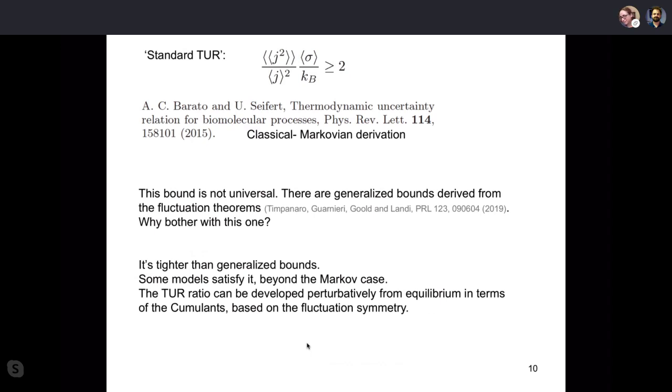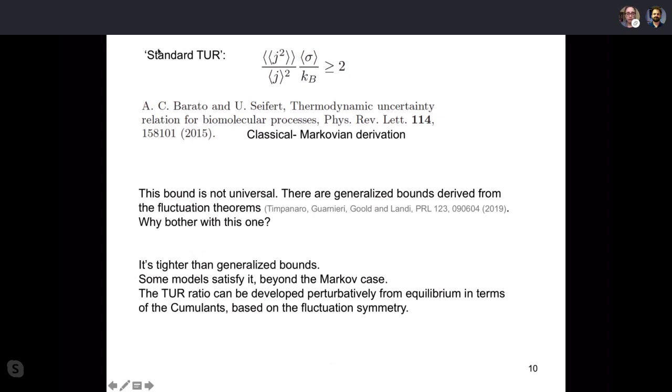We've heard this beautiful talk by Gabriel, and there are other studies on the generalized bound, but I'm going to focus on this one. That's a cost-precision trade-off relation, first derived by Barato and Seifert in this now seminal paper, and this derivation was based on Markovian dynamics. Yes, it's a classical argument based on a Markovian assumption.